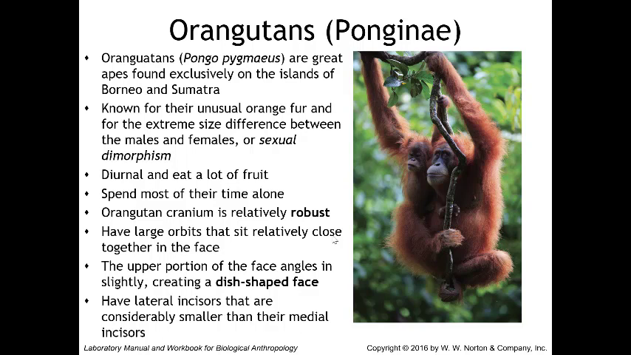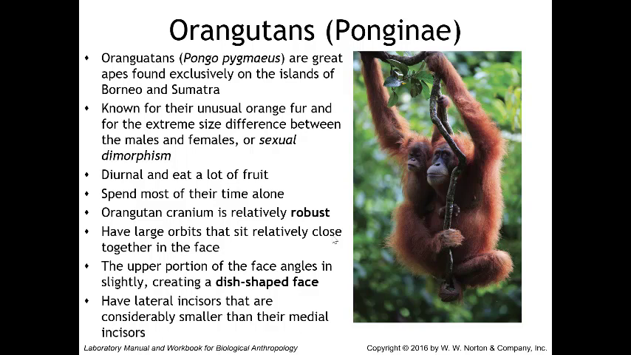They have lateral incisors that are considerably smaller than their medial incisors, and orangutans are frugivorous, and so those incisors are very large. Their first incisors are larger than their second incisors. So they have two incisors, and it's because they bite into the fruit that they eat.